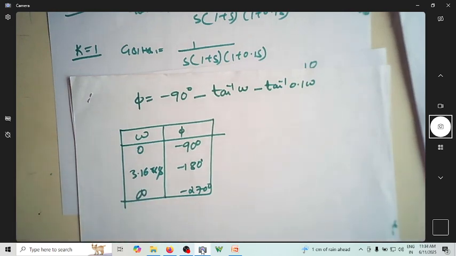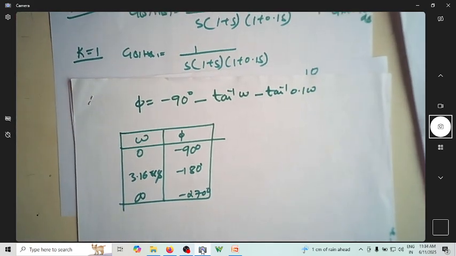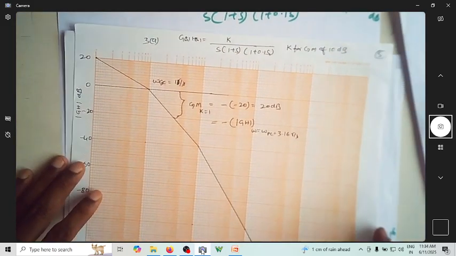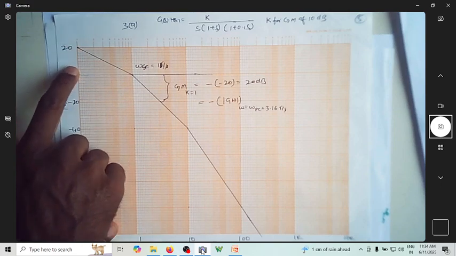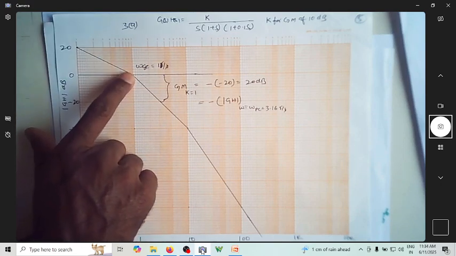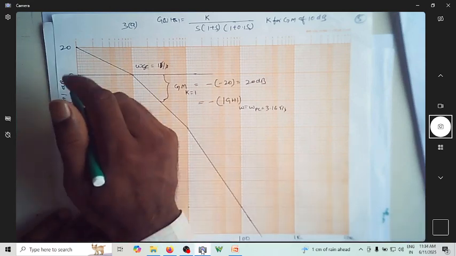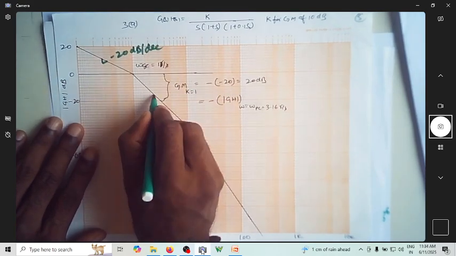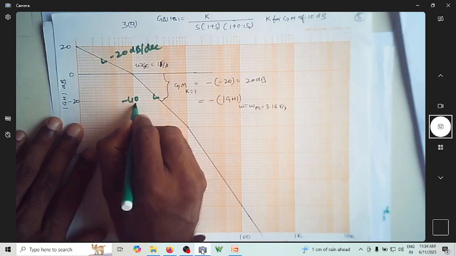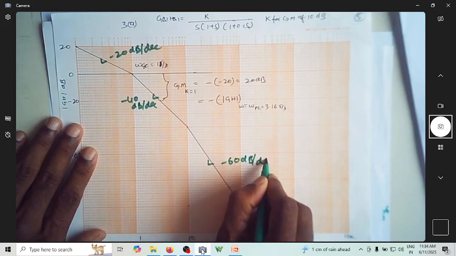So what we'll do, I will show you the graph which has already been drawn. So this is what the plot is. See here, the plot goes like this. So this is 20 dB, 20 dB down per decade, and then 40 dB down per decade. Here it is minus 20 dB per decade. Here it is minus 40 dB per decade. Here it is minus 60 dB per decade.